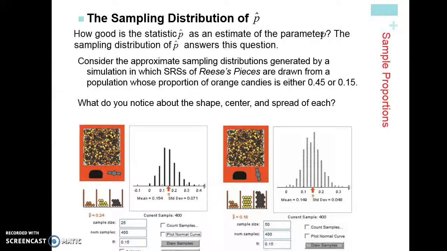But the proportion P represents the proportion of orange candies within a machine, right? And so if I were to change that from 0.45 to 0.15, you'll notice that the sampling distributions look a little bit different, right? You'll notice that this one is slightly skewed to the right, with the smaller sample size, okay? And then this one actually is normal.